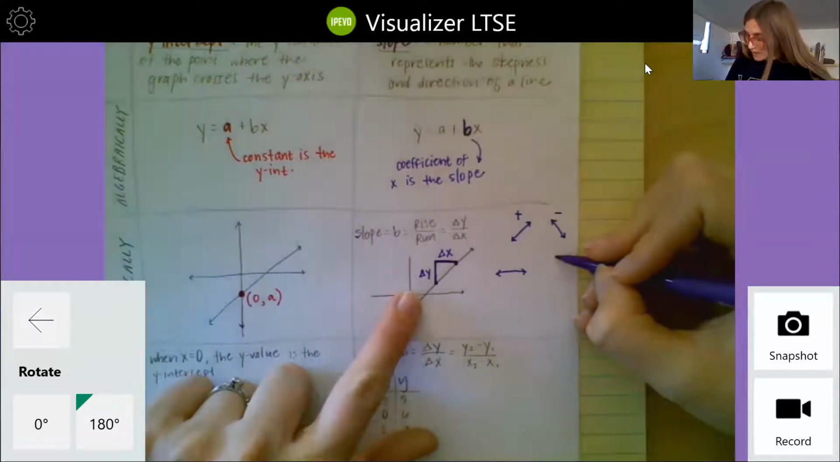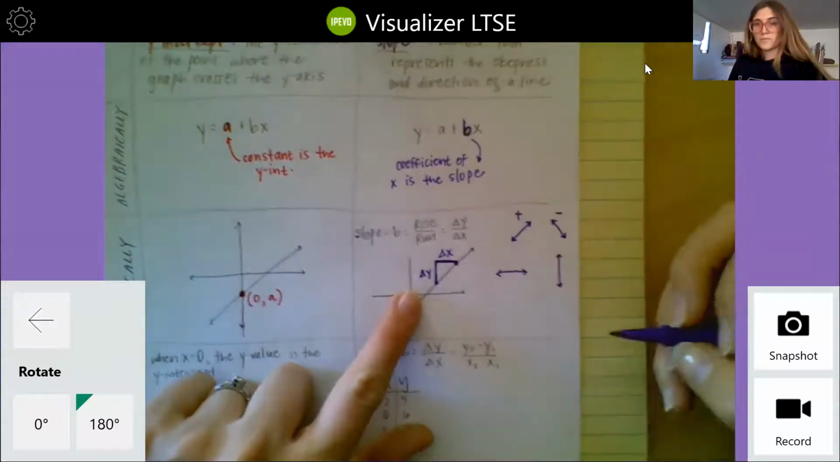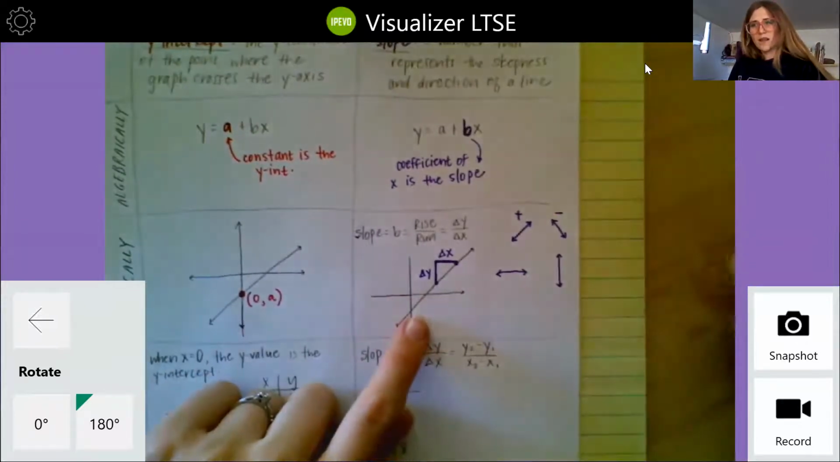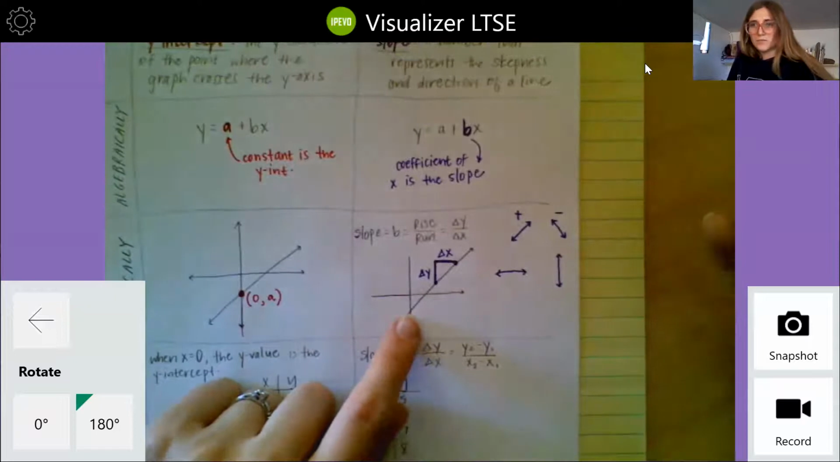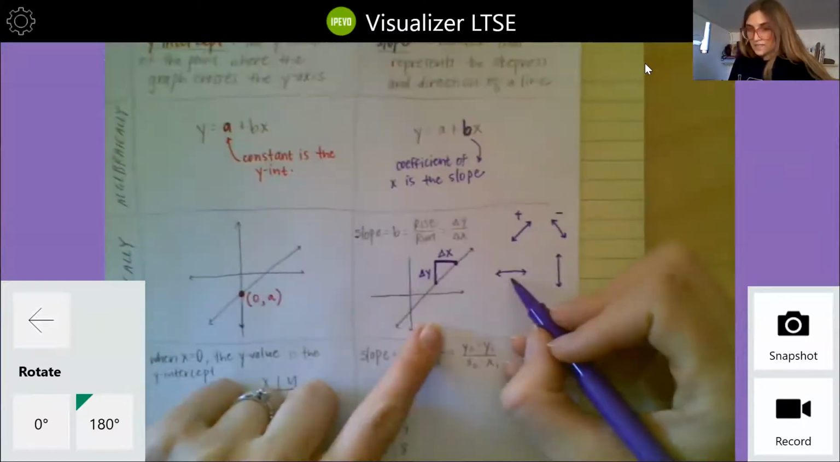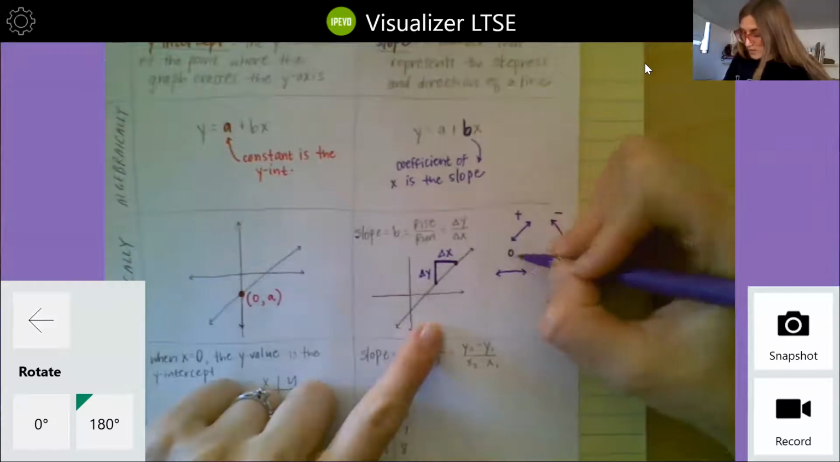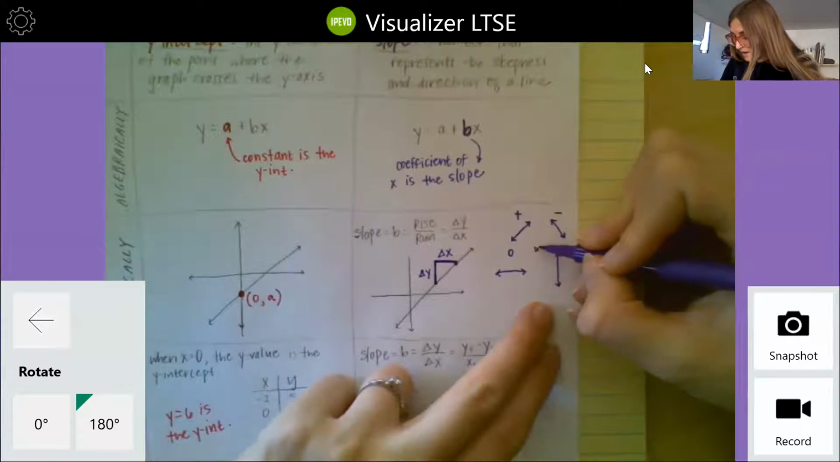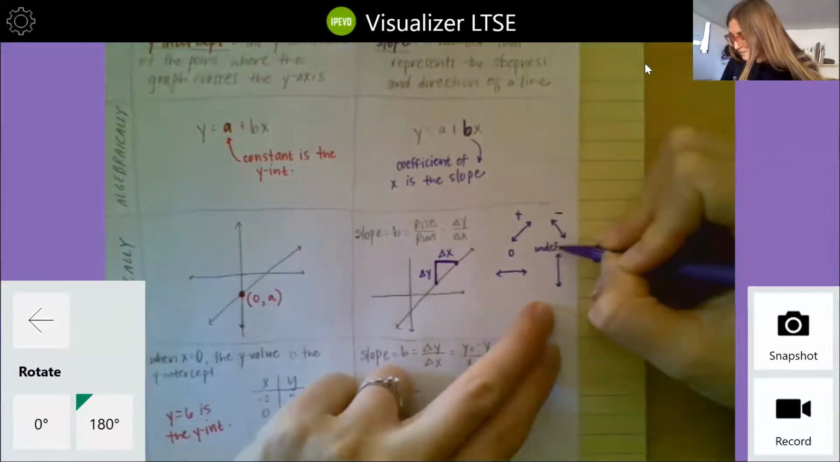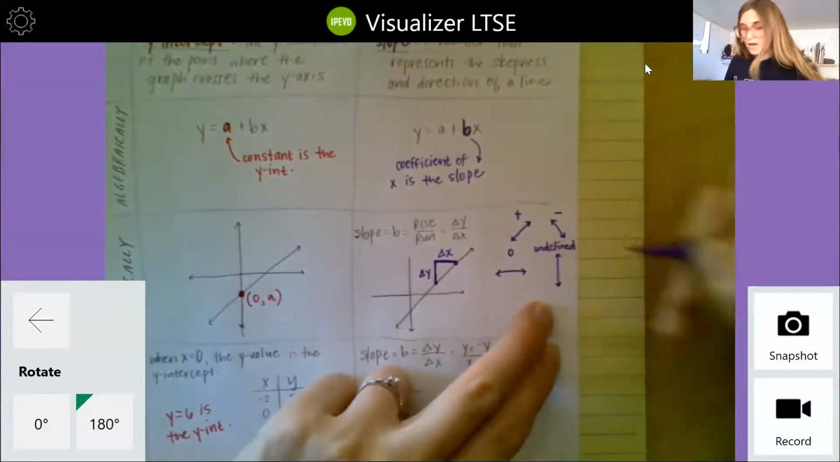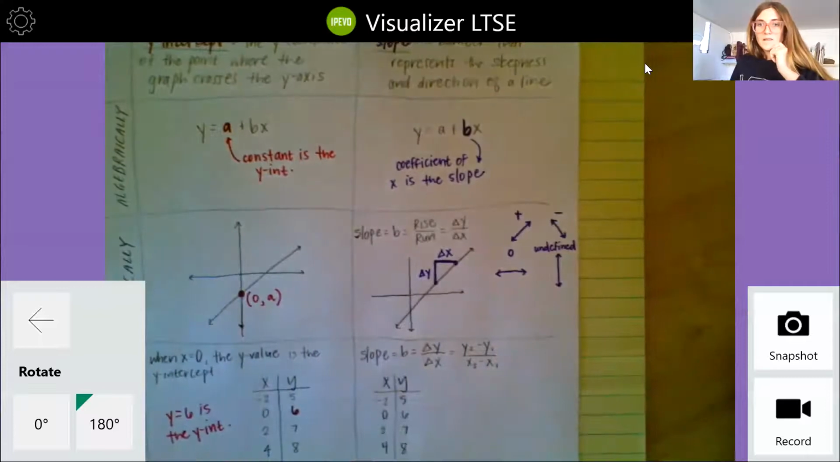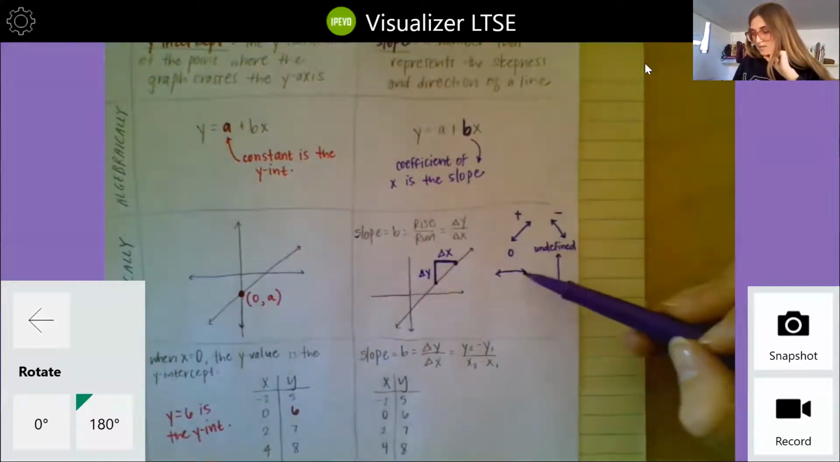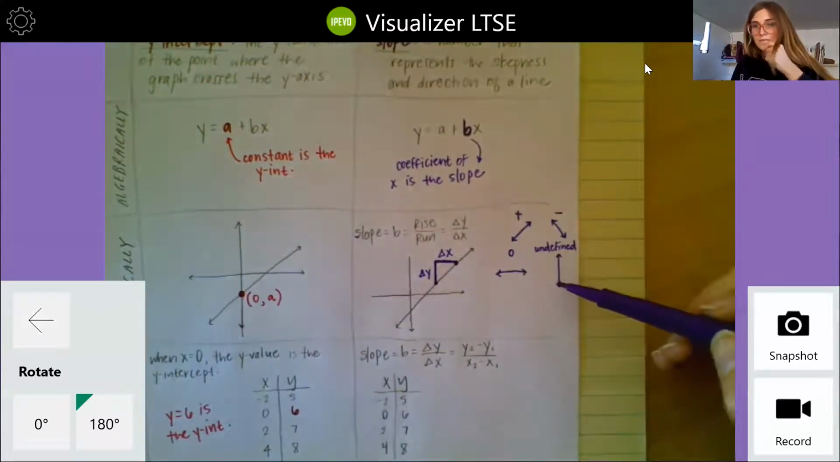And then I also have a vertical line. Again, that's not moving up or down, so it's not positive or negative. We call the horizontal kind of slope a zero slope. And then this vertical line, we call that undefined. So positive, negative, zero, and undefined.